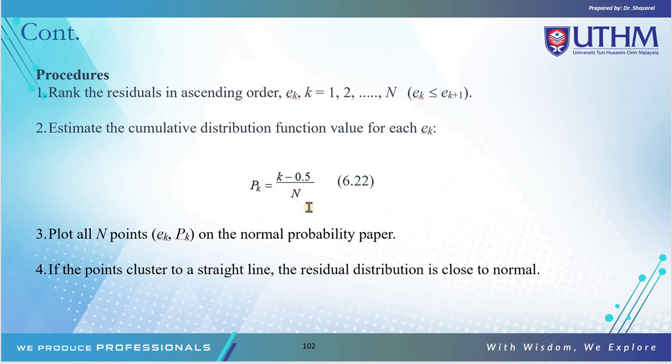And then once we have computed the PK and we have the EK, we will use the normal probability paper to plot the pair of data of EK and PK. And then lastly, we make a conclusion from what we can observe from the normal probability plot. So if it is a straight line, then we can conclude that it is normally distributed.